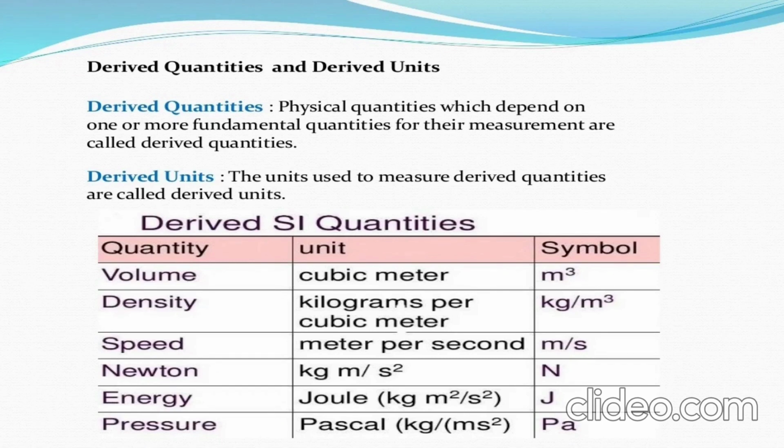For the quantity force, the unit is Newton, which is kg meter per second square, and the symbol is capital N. For energy, it is joule and the symbol is capital J. For pressure, the unit is Pascal and the symbol is Pa.